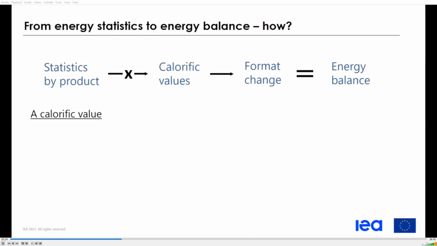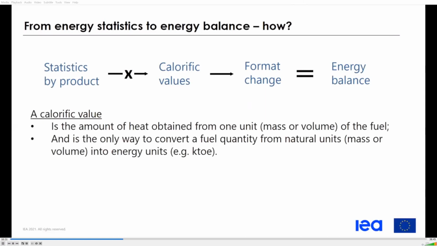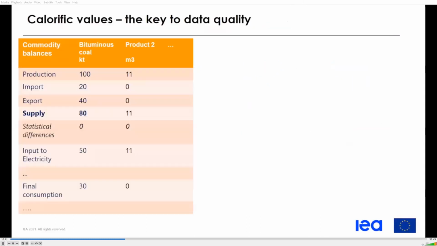What is a calorific value? It is the amount of heat obtained from one unit of the fuel, and it is the only way to convert a fuel quantity from natural units, that is mass or volume, into energy units, that is KTOE. It is very important to collect good quality calorific values in addition to good data in physical units.